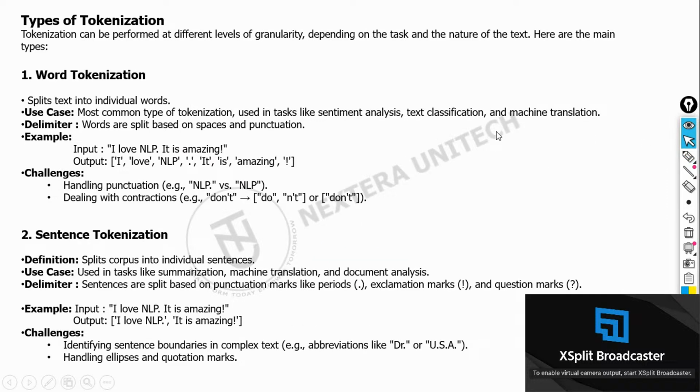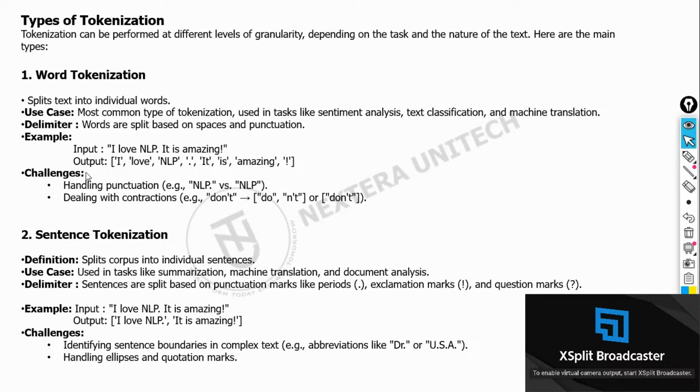Then we also discussed the different types of tokenization. Word tokenization splits the text into individual words. Each and every word will be split as a token. By default, it splits based on spaces and punctuation marks. Then we also have sentence tokenization, which splits the text based on sentences. Under word tokenization you get words as tokens, and under sentence tokenization you'll get sentences as tokens.